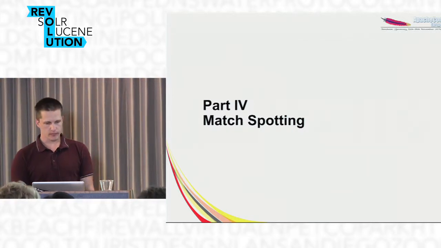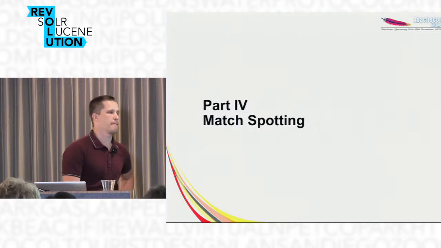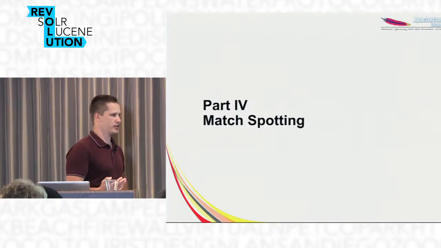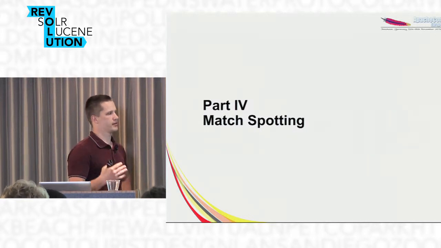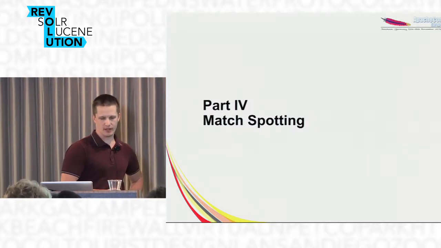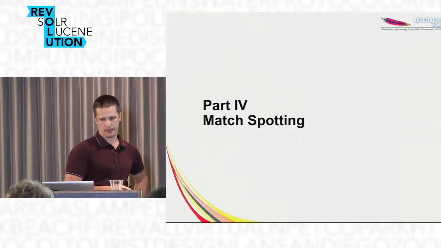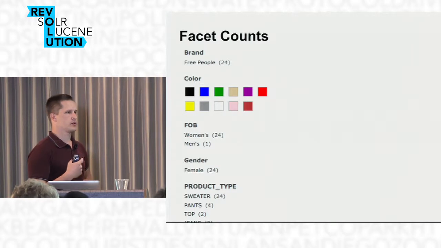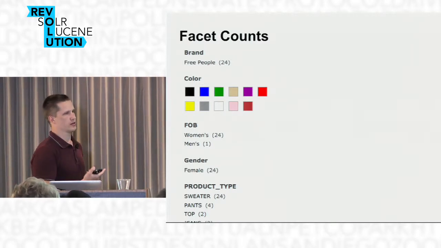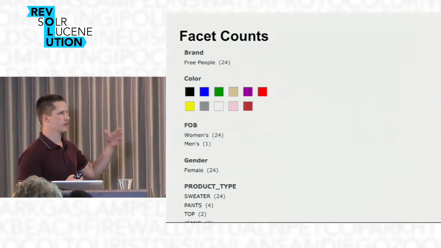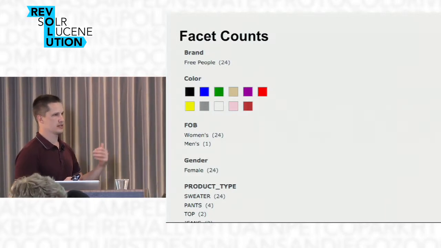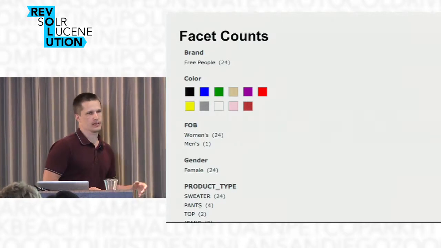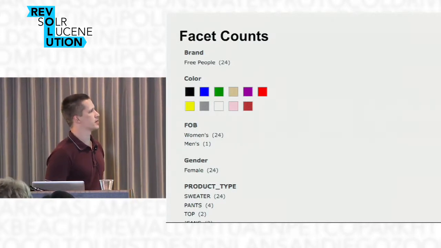It's about match spotting. Match spotting is getting overall user intention from aggregating patterns from the search results. Let's look at how it works. In the first part, we use facet counts to understand what the user actually found, right? It's some kind of metric which we can use to understand our users. But facet counts are not informative enough. They don't give us enough information.